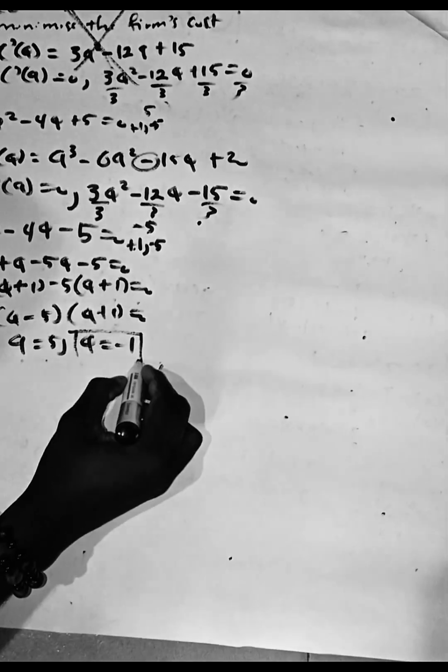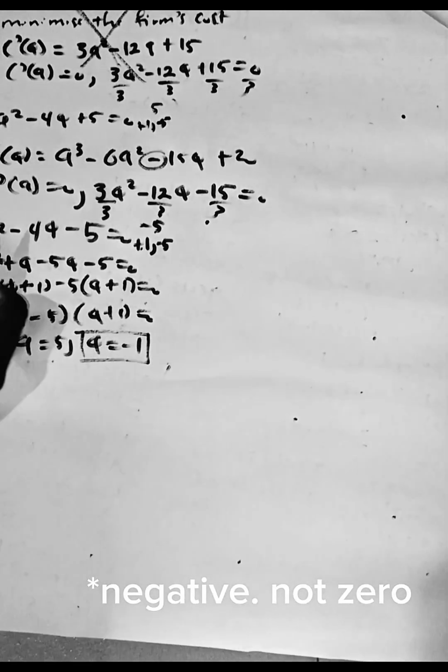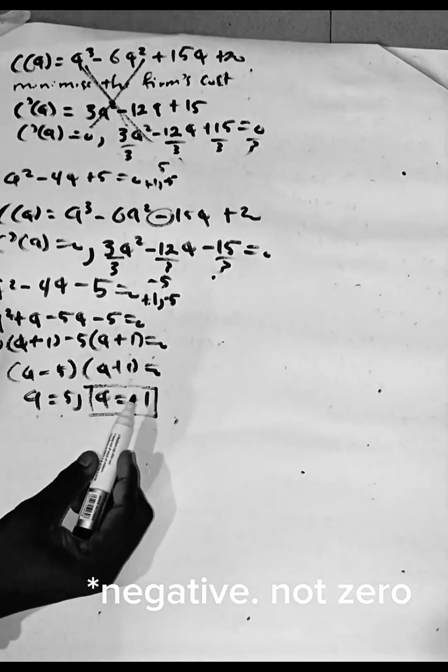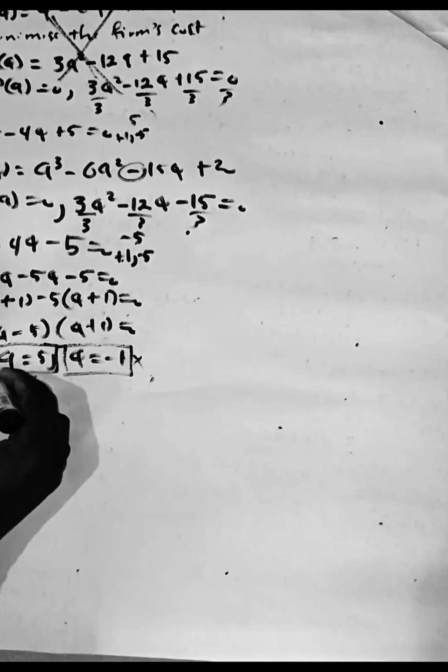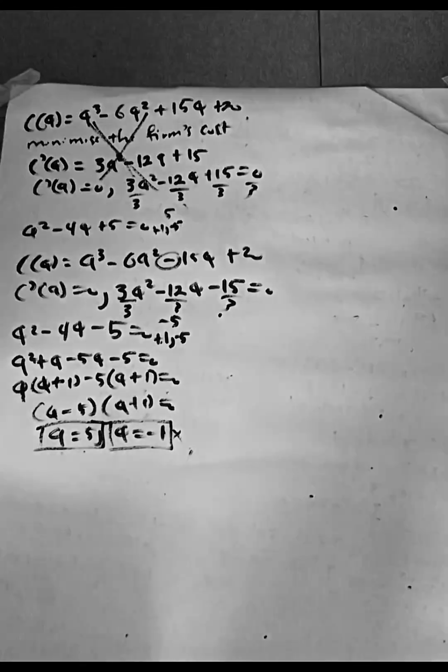So how do we know which one to use? We know that quantity can never be negative. This is a cost function and q is quantity. Quantity can never equal minus 1, so we can never have negative quantity. So our candidate is obviously 5. We're going to plug 5 into the original function.